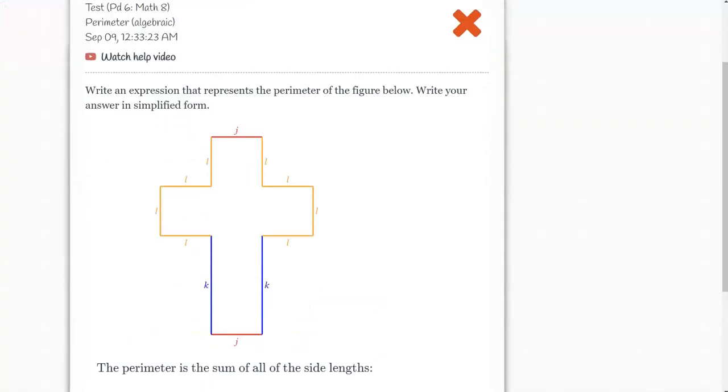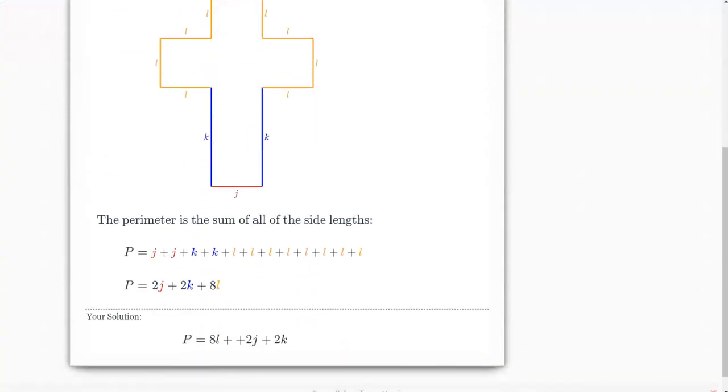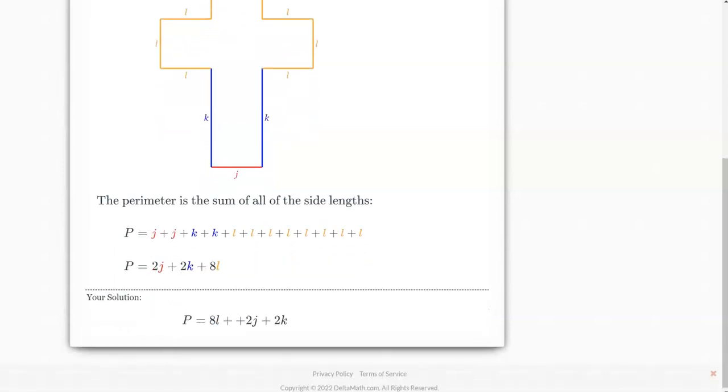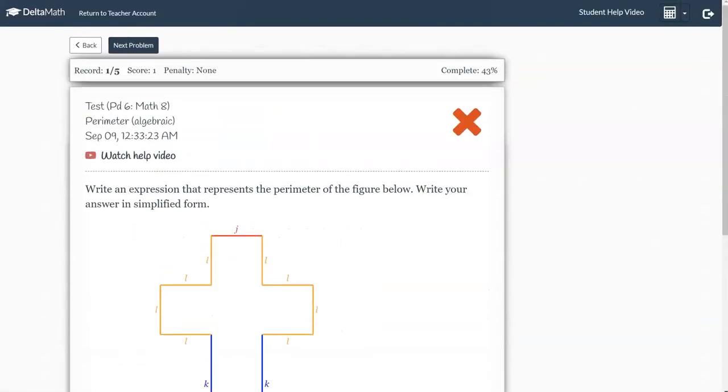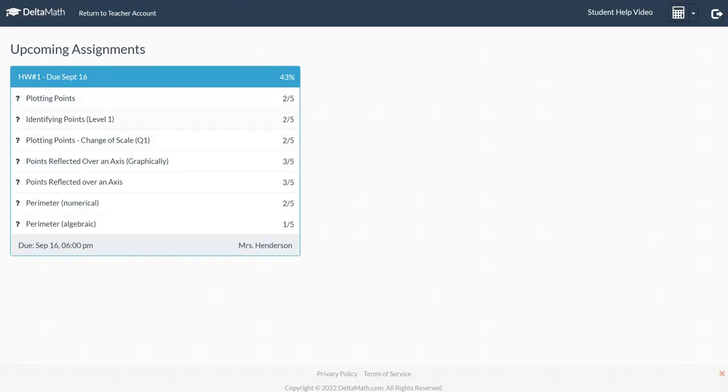And that, oh, did I make a mistake here? 8 L's, 2 J's, 2 K's. Oh man, I wrote 2 plus signs by accident. Well, I do know what I'm doing, but I made a typo, so that's why it was marked wrong. Hopefully you guys don't make that same mistake. All right, good luck. Once you get 5 answers right, you're done with all of your homework.